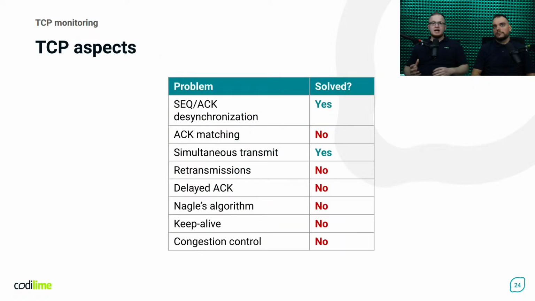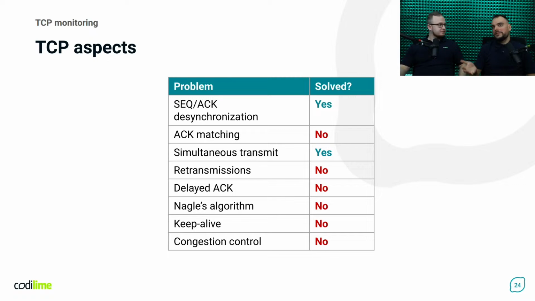As for TCP aspects, we've mentioned sequence ACK desynchronization in detail. We've said there are plenty more problems that you might face. However, we are just solving one of them. Simultaneous transmit, yes, of course, because all the packets are going through a single point. However, we are not touching anything else. Still, we've managed to run at least a very minimal scenario with success, and see what we're going to show right now.